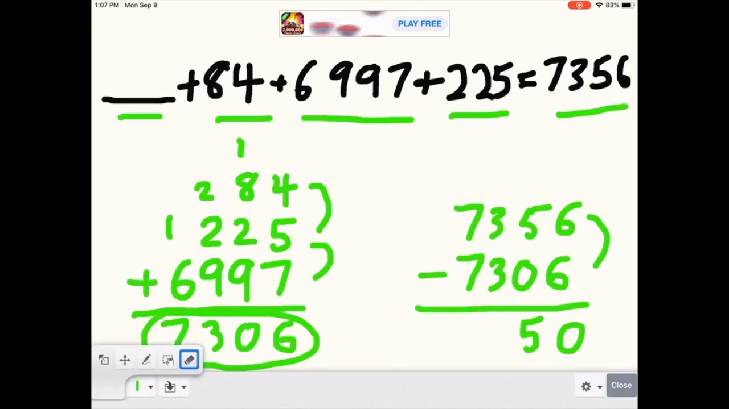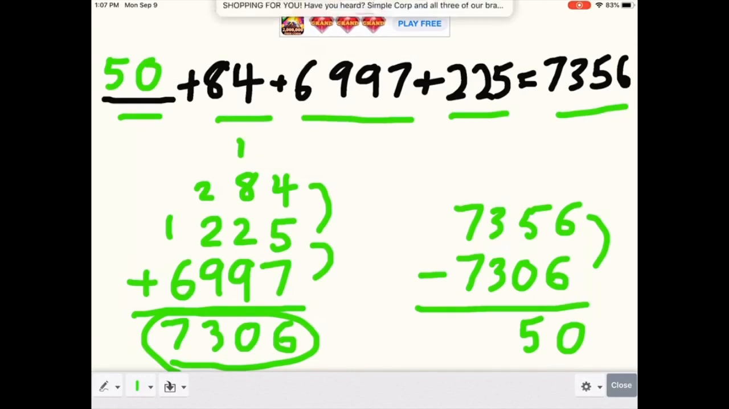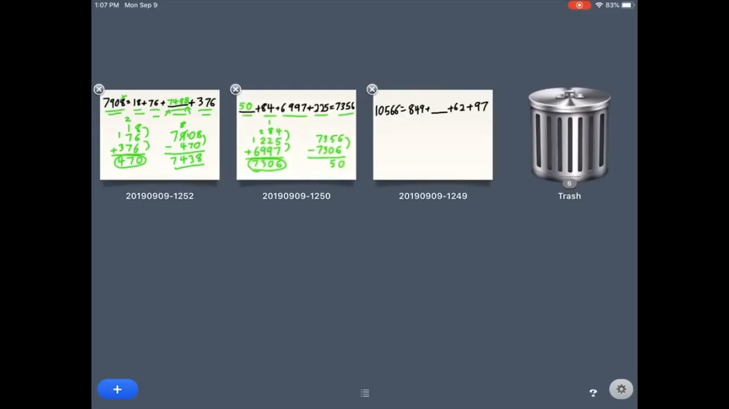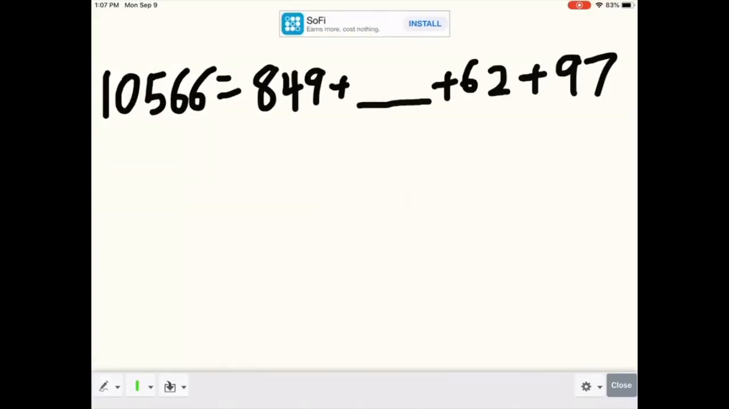So that, my friends, is our missing addend, 50. 50 plus 84 plus 6,997 plus 225 is equal to 7356. All right, let's go ahead and do the last one so we can really ingrain this in your head.